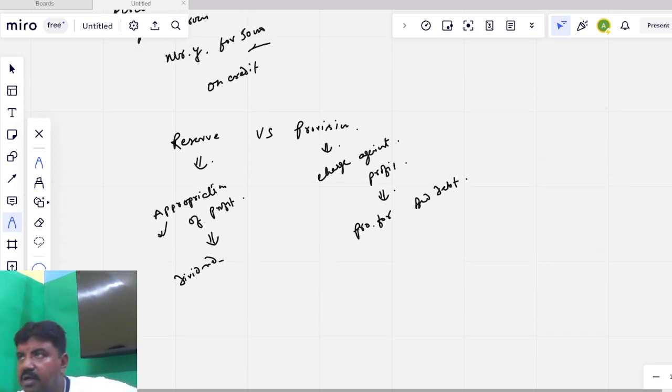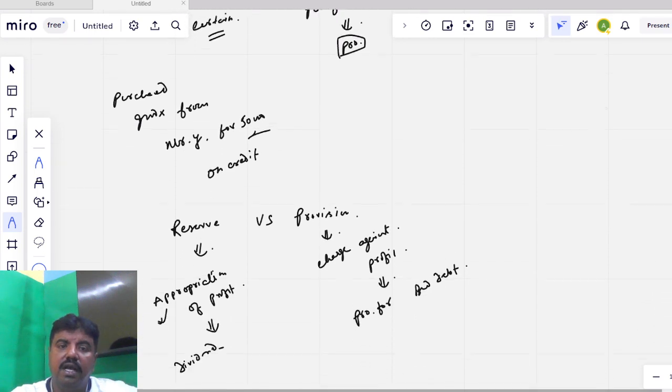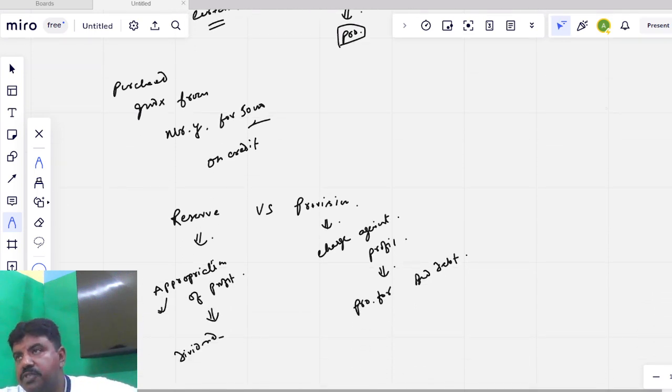So five things I have discussed here. The first one was accounting for fixed assets. The second one was bad debt and provision for bad debt and resulting journal entries. Third, cash basis versus accrual basis of accounting. The fourth point, liability versus provisions: what is liability and what is provisions. And the fifth thing is reserve versus provisions. So five things I have covered in this video.